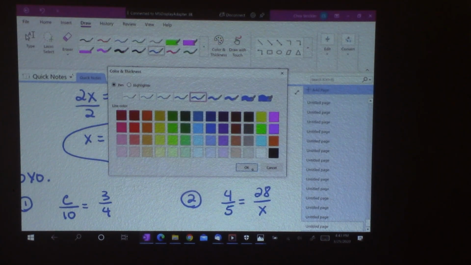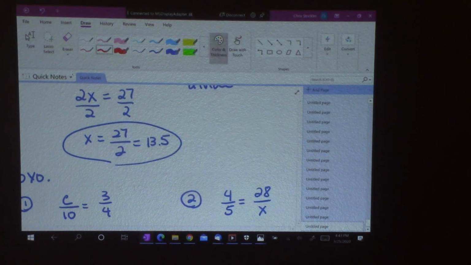I'm going to change colors. Ooh, we haven't had orange in a while. I'm going to try that.